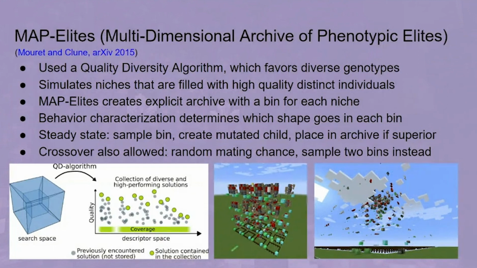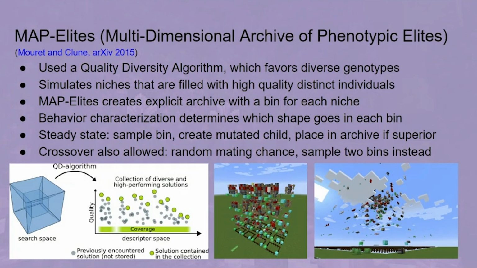Now that we've talked about how the shapes have been generated and evaluated, it's time to talk about how they're evolved. They're evolved using the multidimensional archive of phenotypic elites, otherwise known as MAP-Elites. The whole idea here is that it uses a quality diversity algorithm which favors diverse genotypes. It simulates niches that are filled with high quality, distinct individuals, and each of these niches are displayed in the archive as a bin, and then the behavior characterization determines what shape goes into each bin, which we'll get to in a second.